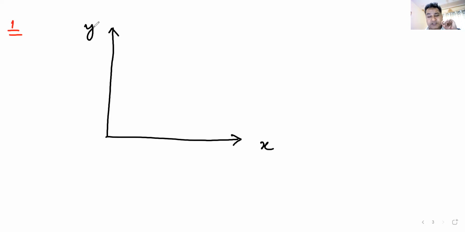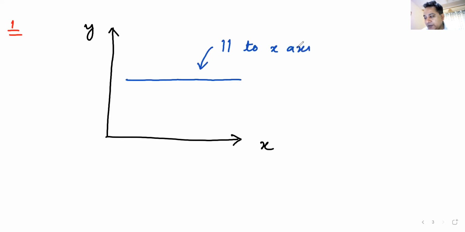Let me draw this. And I hope that you are drawing it with me. This is my x, independent variable. This is my y, which is dependent variable. Now I'm going to draw a straight line and we are going to discuss the slope of that line. And that line goes like this, which is definitely parallel to x-axis. Now my simple question is, what is the slope of this line?